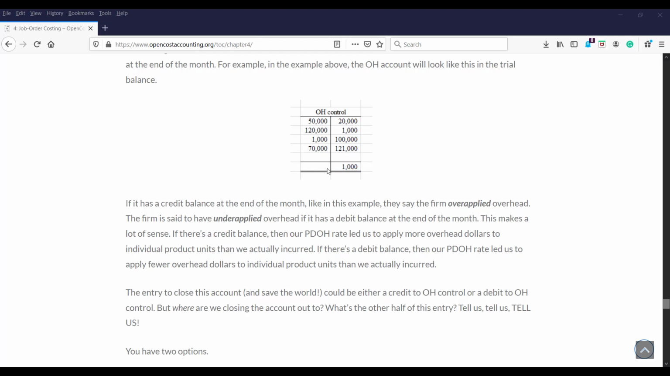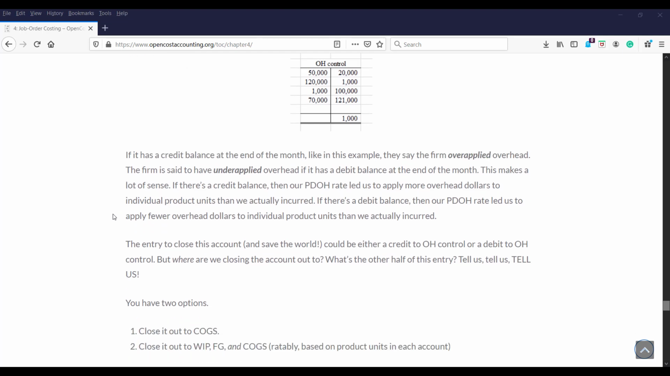We would under-apply the overhead if we haven't applied all the costs we've actually incurred to individual product units out the back door here, and so we have a debit balance in the trial balance. That would be an under-applied overhead. And so we have to close it out.